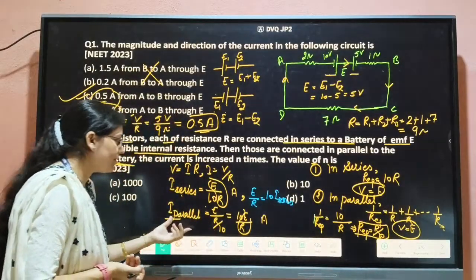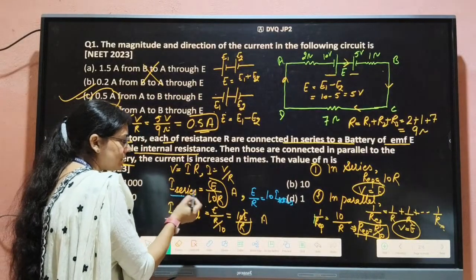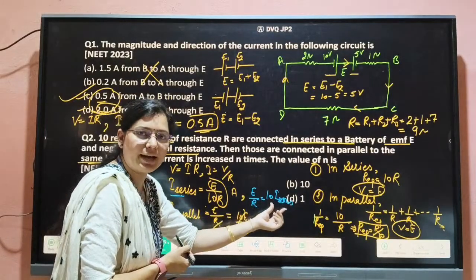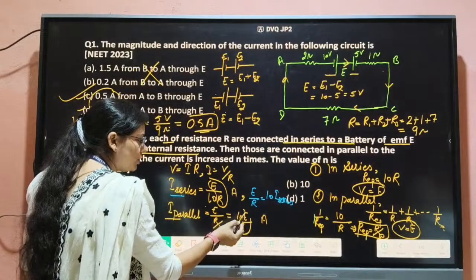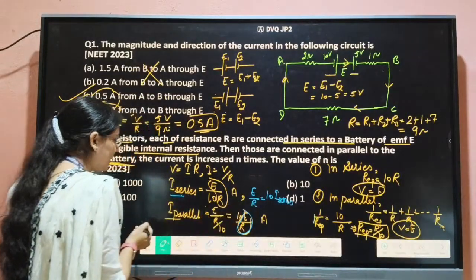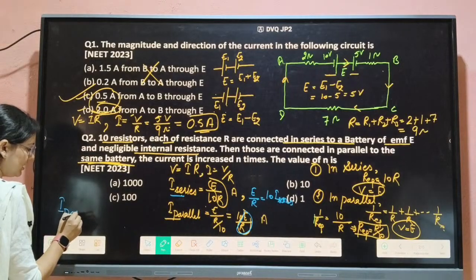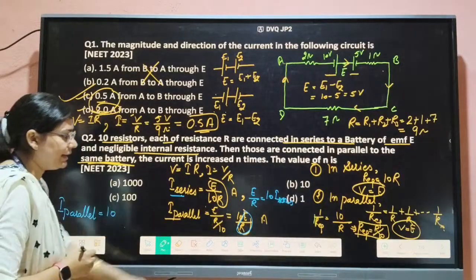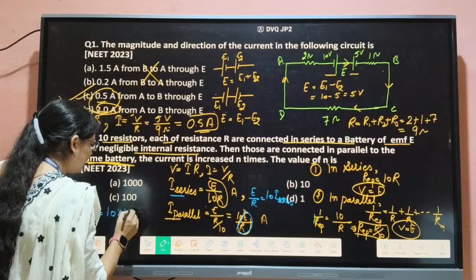So this is what we have to find. In series, the current came as E by 10R. So we find that E by R is equal to 10 times the current in series. Putting E by R from this, the current in parallel is equal to 10 times the current in series.